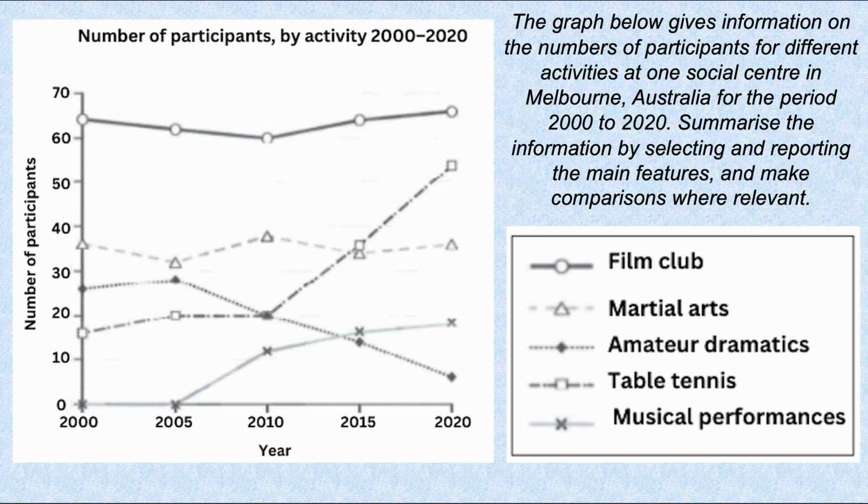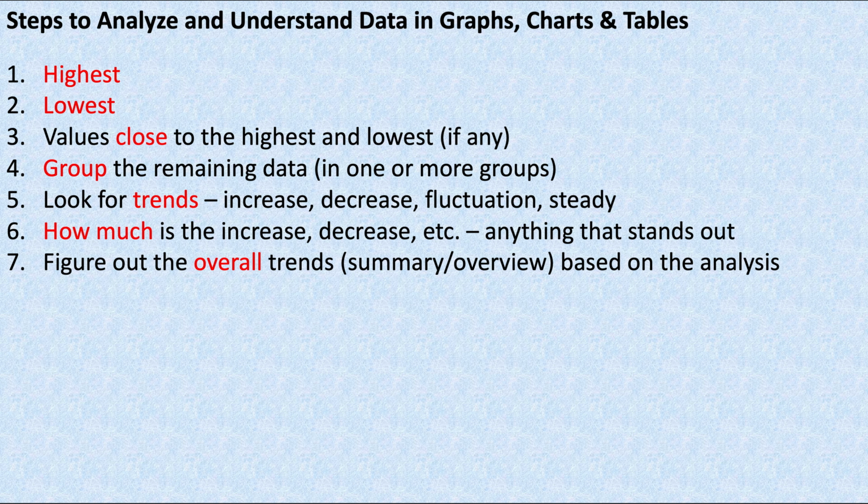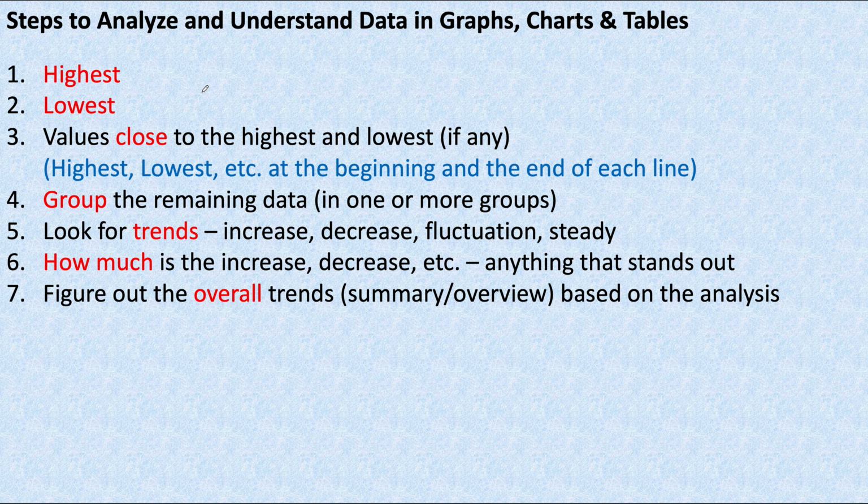You can take a screenshot of it, or if you have access to the Cambridge IELTS Academic Book 19, you'll find it there. For graphs, charts, and tables, I follow a step-by-step system to analyze and understand the data in a simple, organized way. Identify the highest point, identify the lowest point. For line graphs, I look at the highest and lowest points at the beginning and at the end of each line. Then check if there is any value very close to the highest and the lowest points.